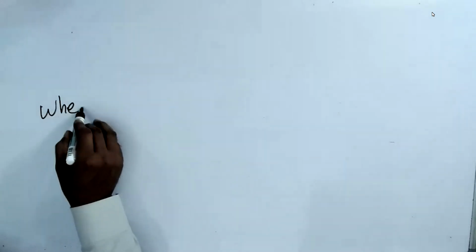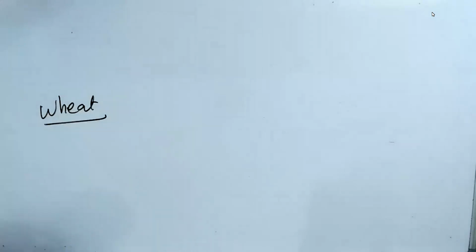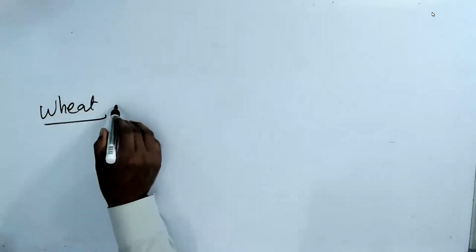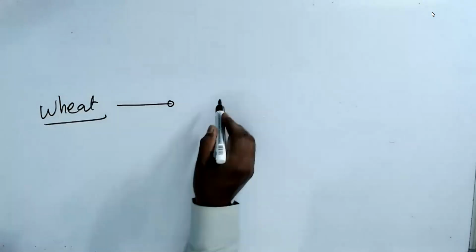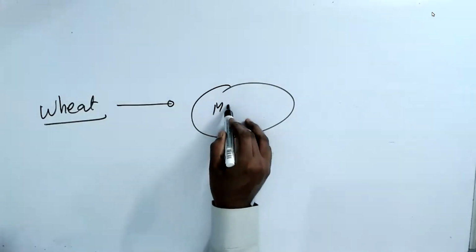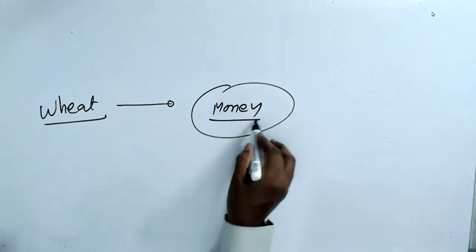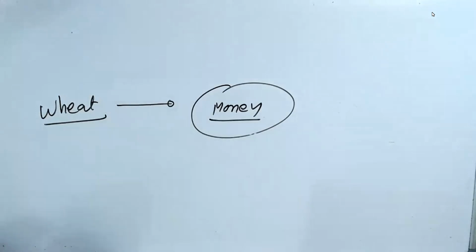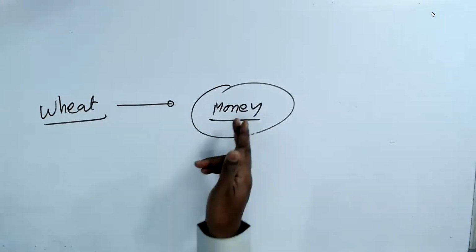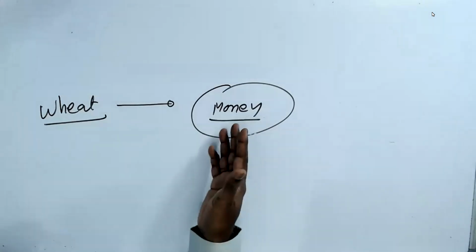Now what happened? See here, I produce wheat at Punjab. Then I sold it to somebody and got money. Understand? The money is useless. I cannot eat the money. I cannot watch the money. I cannot do anything. I cannot sleep on the money. Understand? The money is useless.